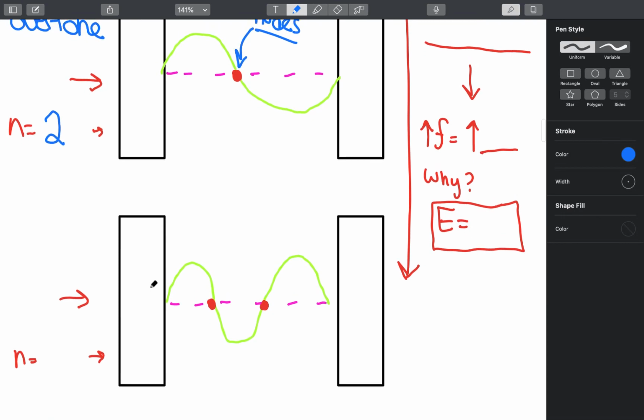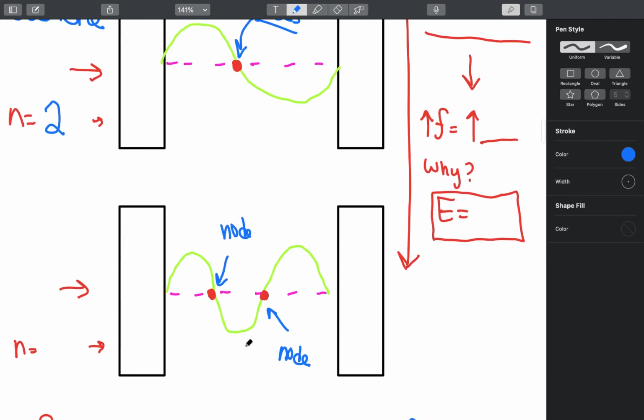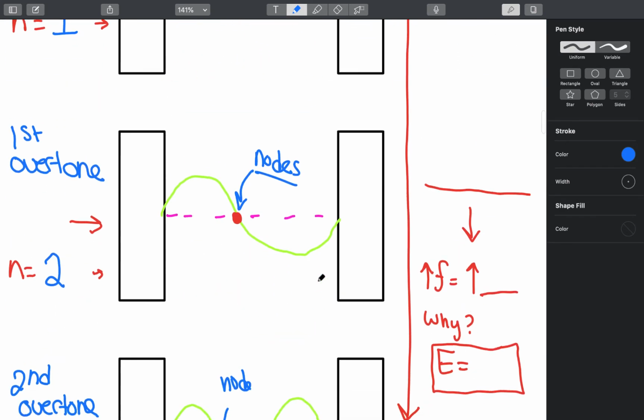And then the last bit here, we see that we have two nodes. So here's a node, and here's a node. These two nodes show that we have a higher frequency than the first overtone. This overtone is called the second overtone, and it is given the name n equals 3. So this is the second overtone, and it has the highest frequency out of these three different standing waves.